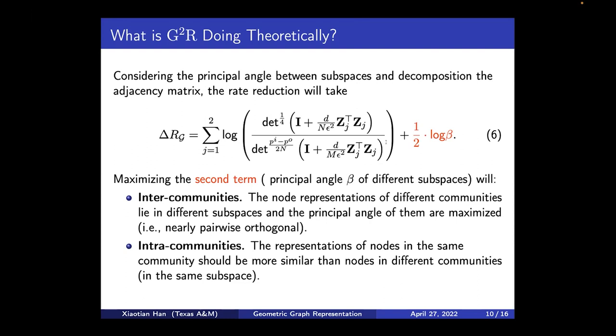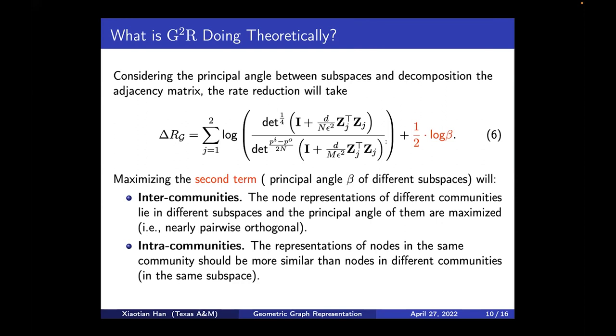You can just regard the principal angle as the difference of subspace. Once we maximize this loss function, we will maximize the principal angle of different subspaces. If the principal angle is larger, it means the difference of subspace will be larger. In this way, we will make the node representation within groups more discriminative.